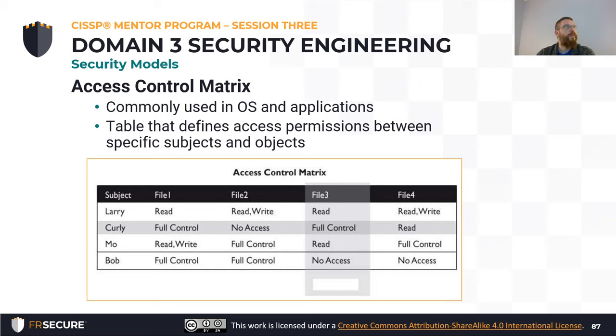And the access control matrix, like I said, I think this is the one that most people get. They're like, oh yeah, I've seen this before. It's just a table that says what the different subjects can do to the different objects.